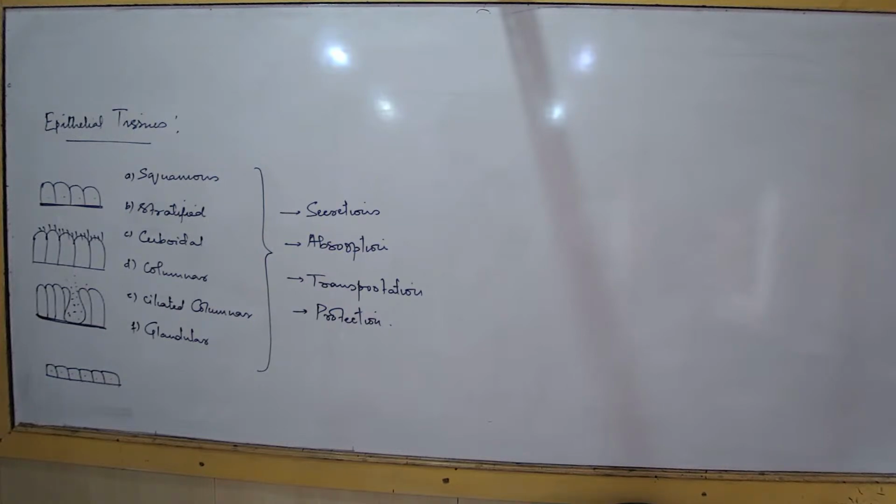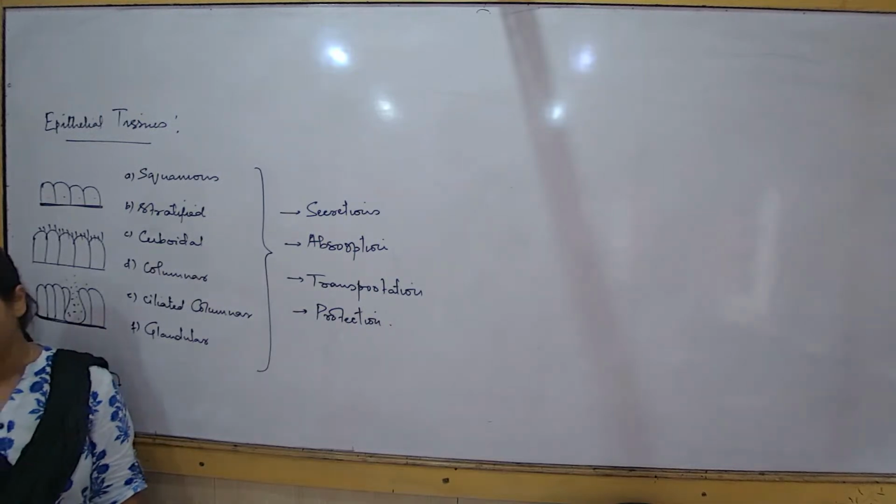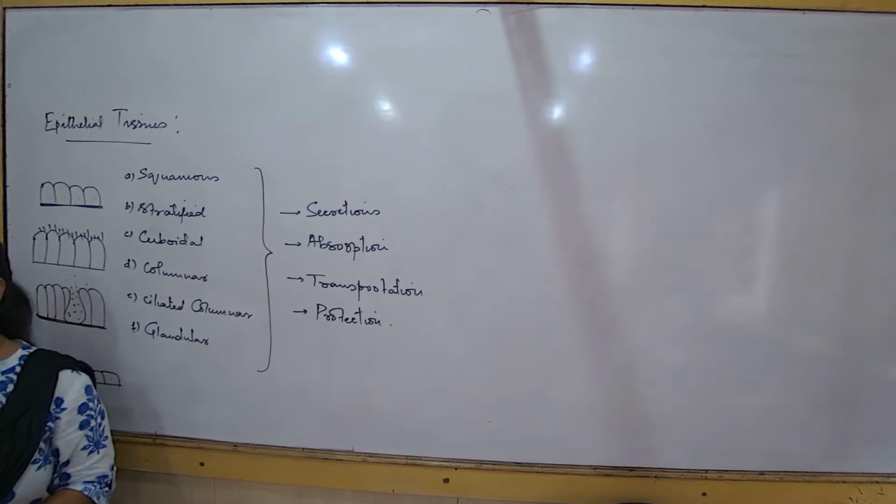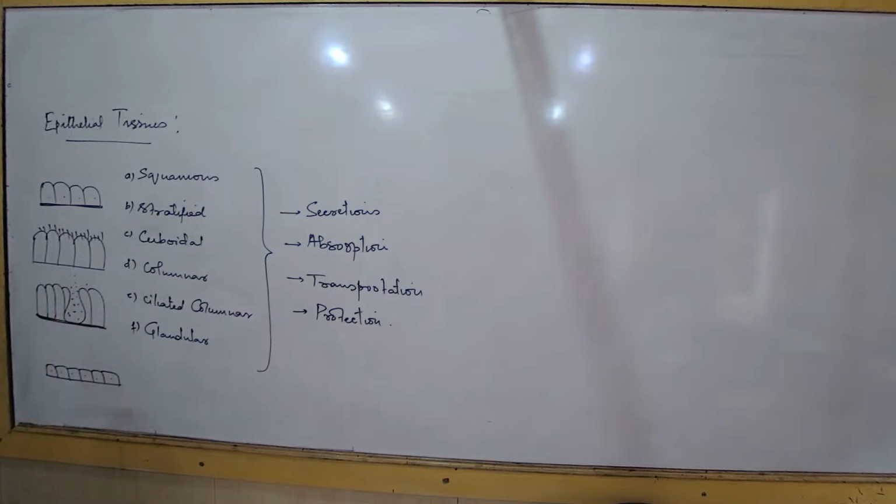Now the second. What is the second? Stratified squamous epithelial tissue. What about the stratified tissues? Location is the skin and the cornea, the outer layer of the eye. These are absolutely dead when I talk about the outer layer of the skin. The outer layer of the skin is dead and does not allow any unwanted substances to enter. So this is the protective function that we are talking about, protection.